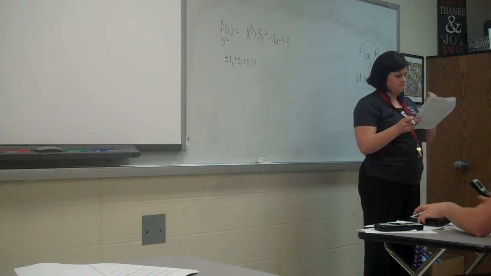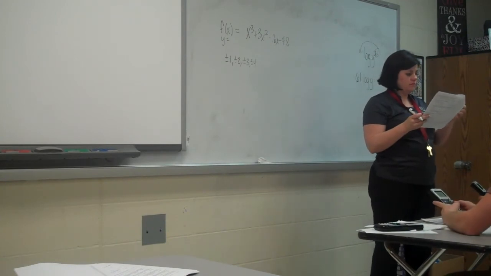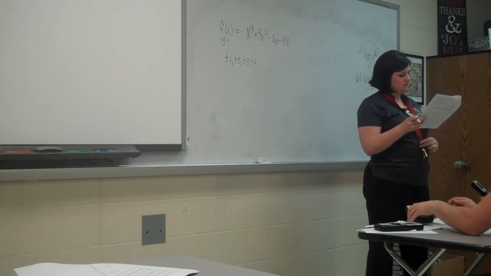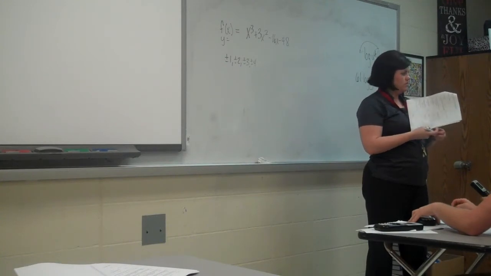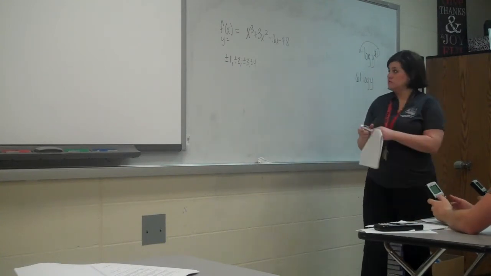Negative 48. Which one? Negative 48 and 4. Negative 48 says 0? Yeah? I don't think so. Oh, on the x, it says 0. At 4. So 4 is a 0.